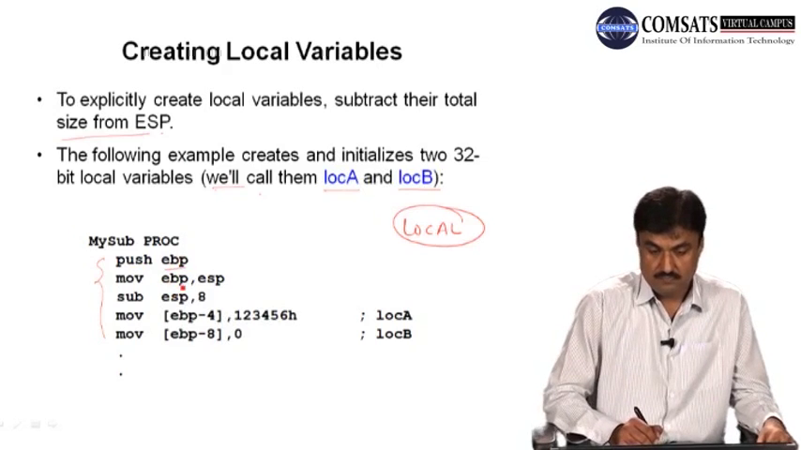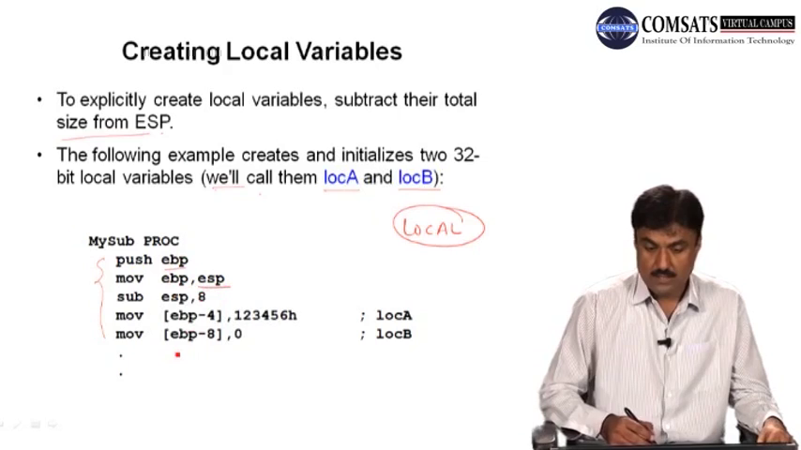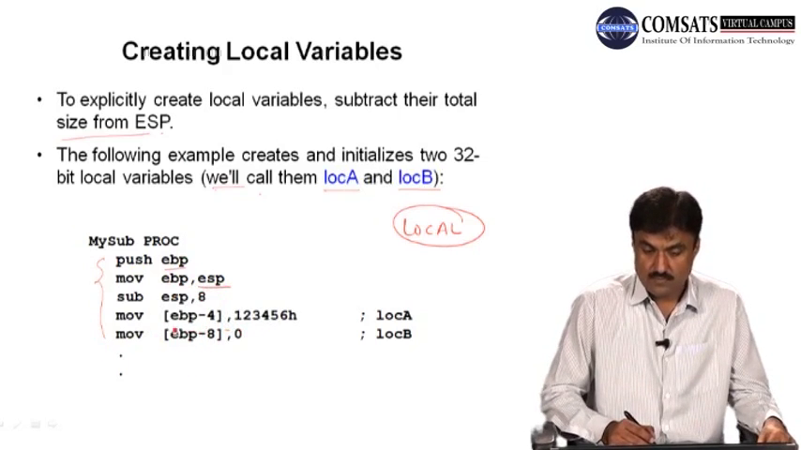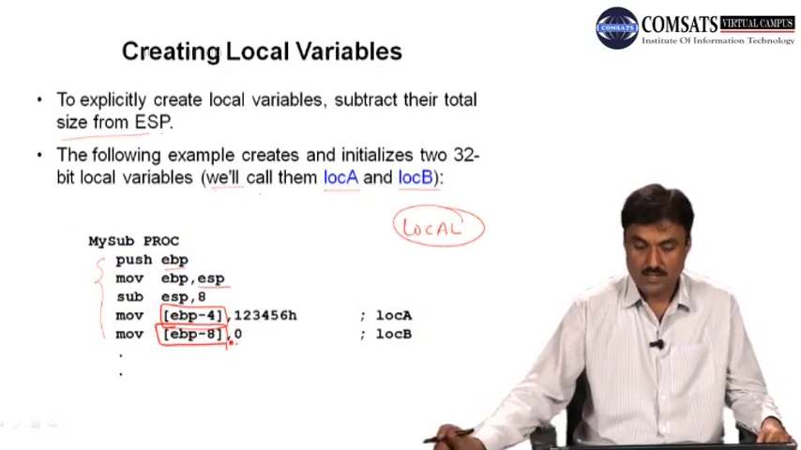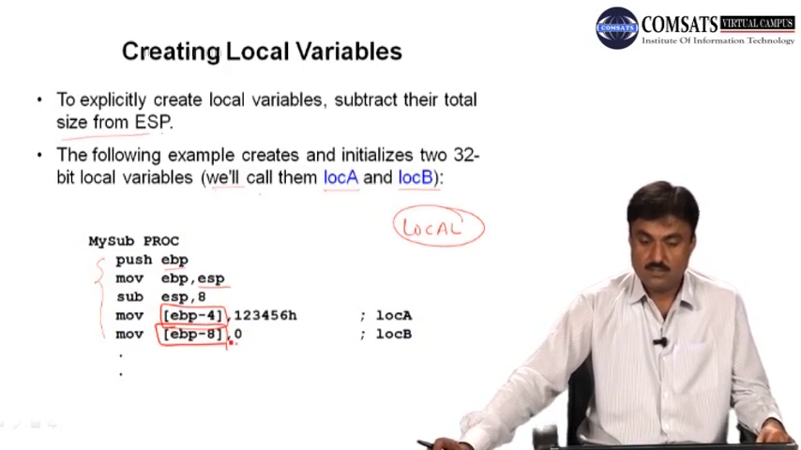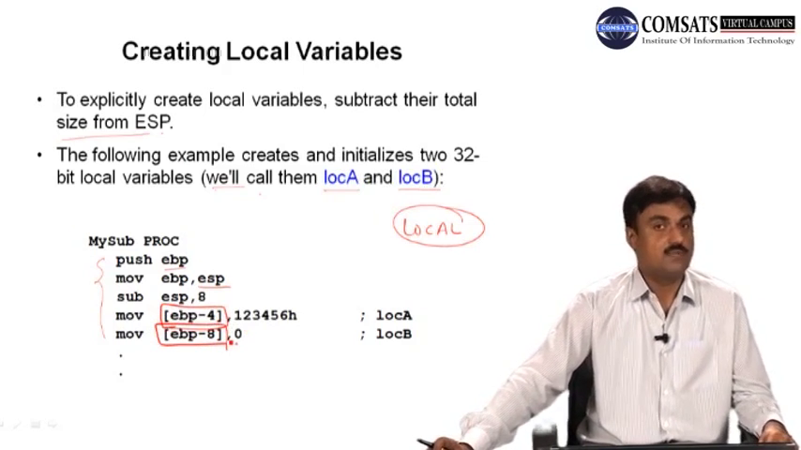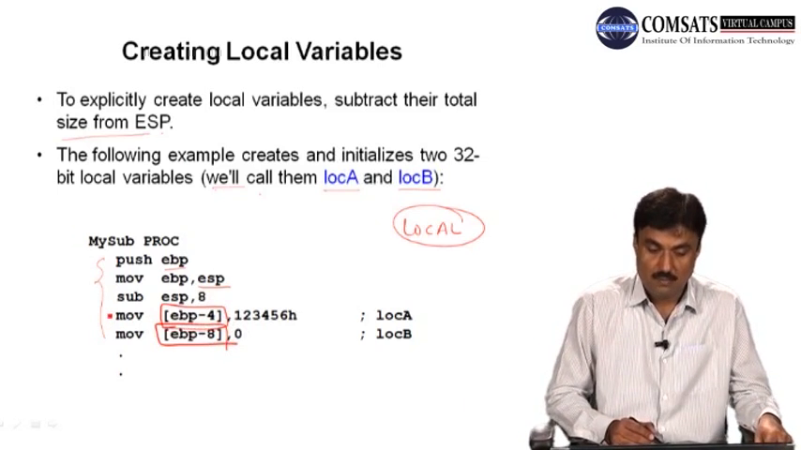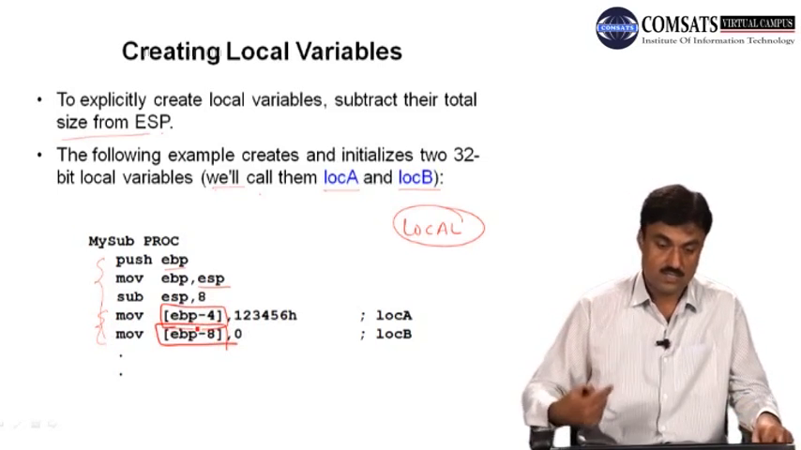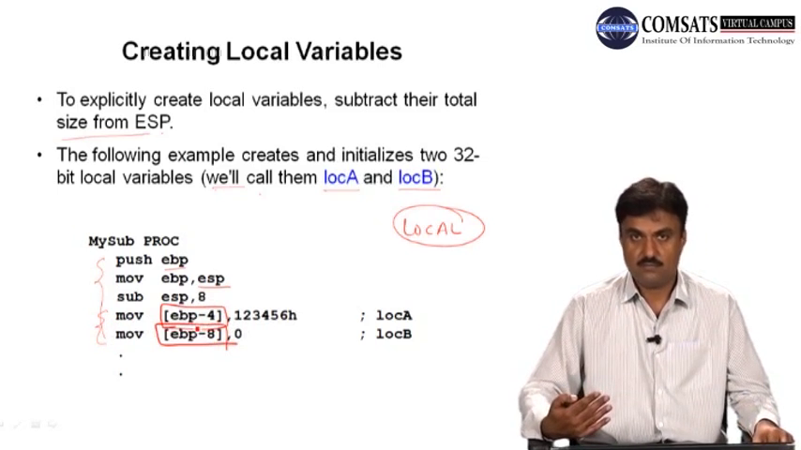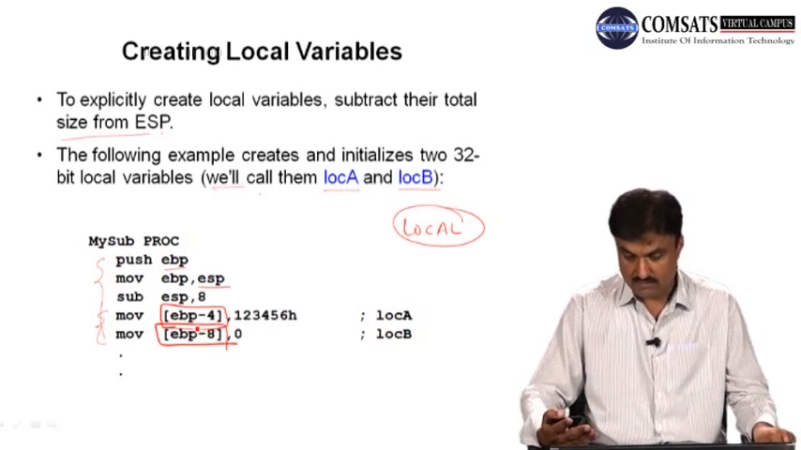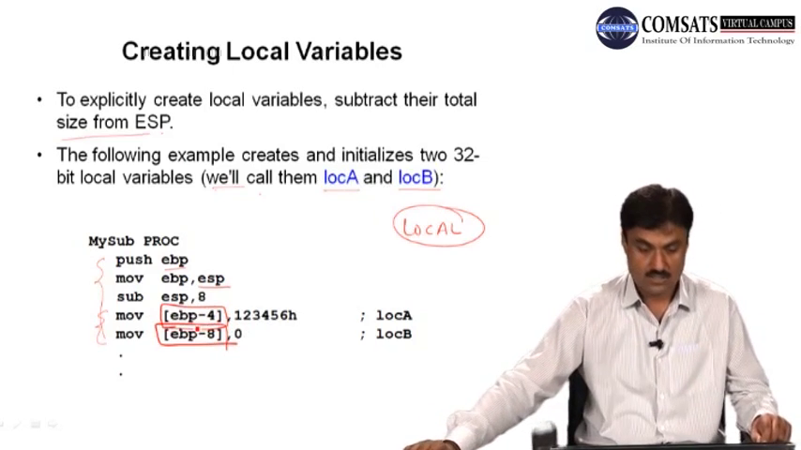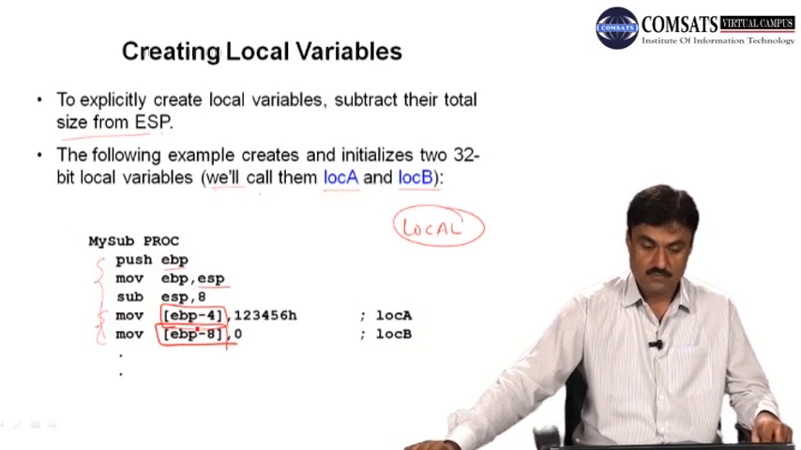So push EBP, move EBP, ESP, and this is the local A, EBP minus 4, EBP minus 8. You are assigning or modifying their values. So it will create two local variables. If you use the local directive, then these memory locations before the stack frame are already reserved in this area. Otherwise you can do this by using EBP minus 4 and so on.